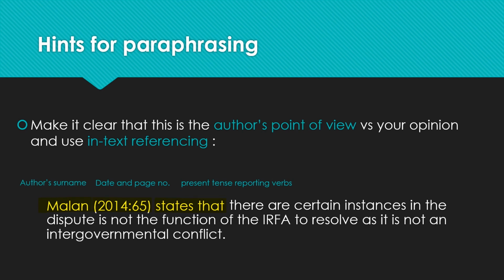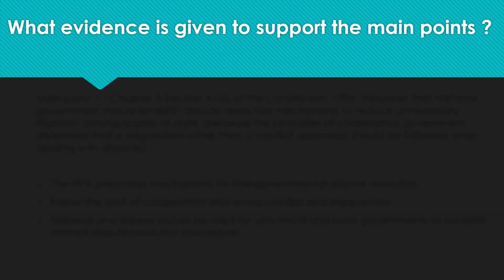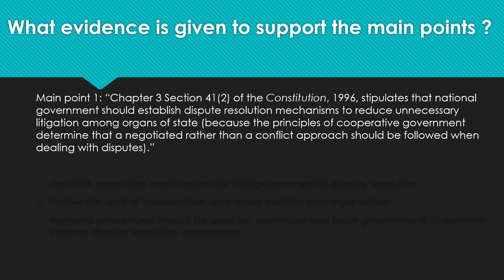Generally, though, you would not be paraphrasing just one sentence at a time, but a paragraph or maybe a section of a person's writing. So once you've identified the main points of every paragraph, you also need to look at the supporting evidence and paraphrase these as well. Remember the first topic sentence of paragraph 1 of our extract? Chapter 3, section 41(2) of the Constitution, 1996, stipulates that national government should establish dispute resolution mechanisms to reduce unnecessary litigation among organs of state, because the principles of cooperative government determine that a negotiated rather than a conflict approach should be followed when dealing with disputes.